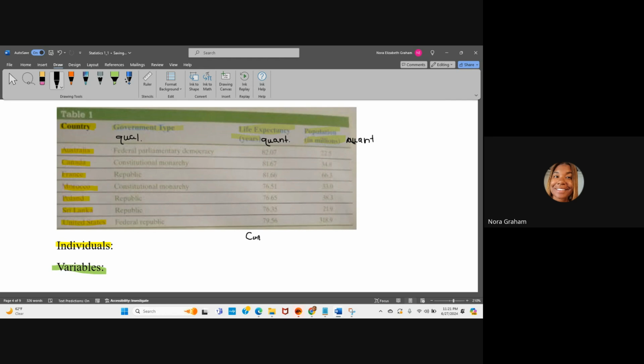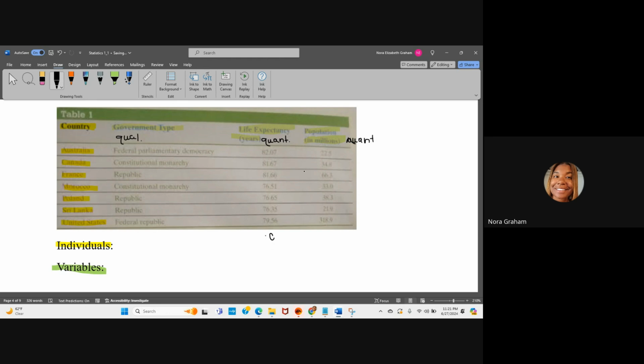I'll just put C for continuous. We know what we mean. So, C for continuous.